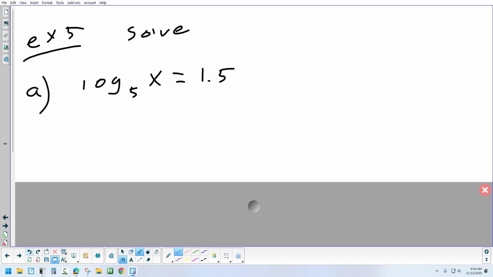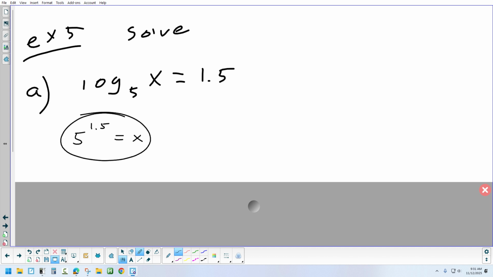All right. Suggestions on this one? What could we try? Well, Annalise, what do you think? What could we try here? Change it to exponential. That's all we know how to do right now, right? What would you get if you changed that to exponential? 5 to the power of 1.5. Yeah.